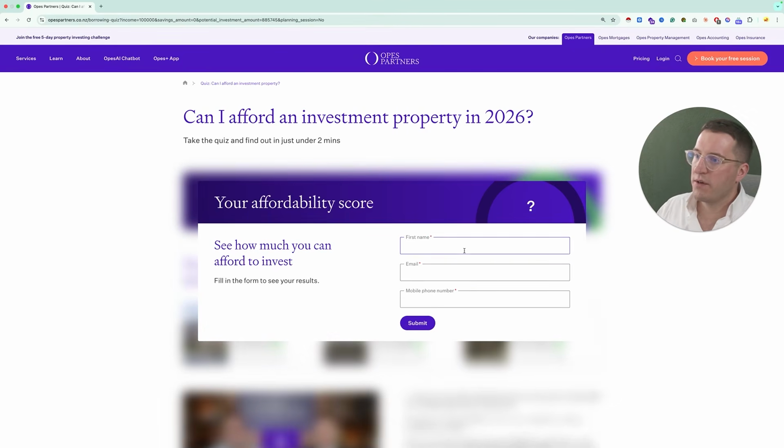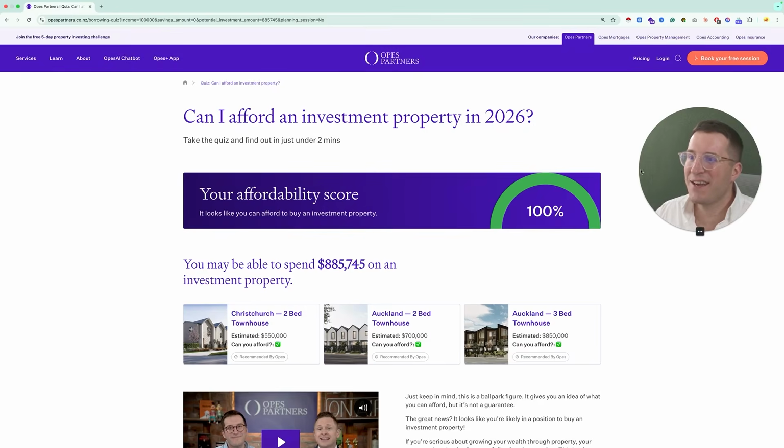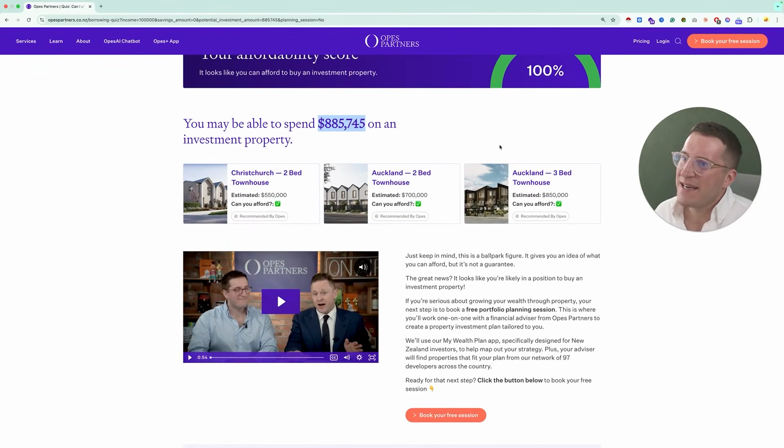Now, what you can do is type in some details and see your investment ready score, which in this case is 100%, because you might be able to spend, call it $886,000. Now, this isn't a pre-approval. It's not a guarantee that you absolutely can borrow the money to invest, but it is a quick guide, and you can even see some of the types of properties you might be able to afford.